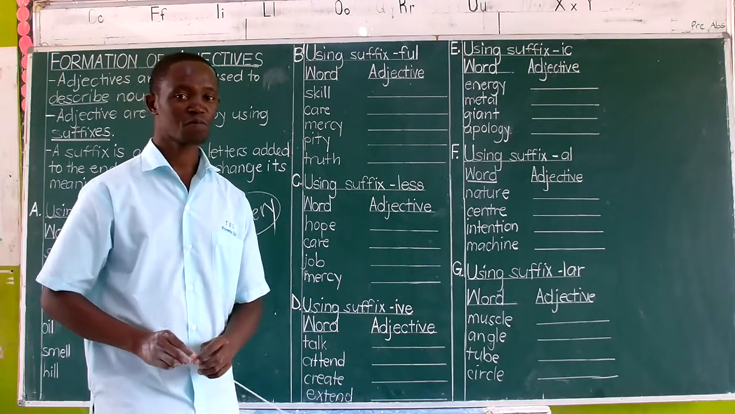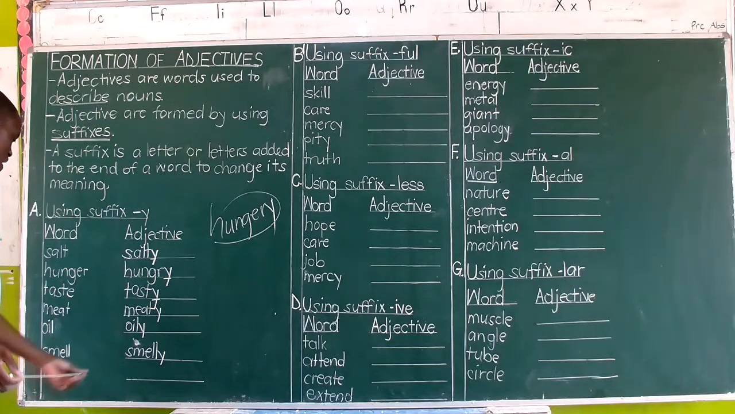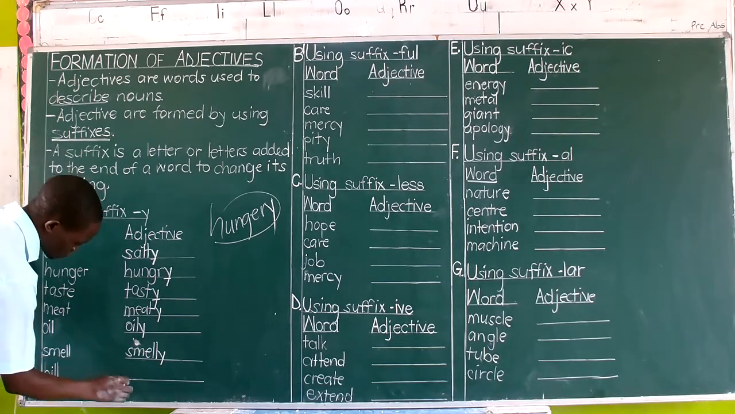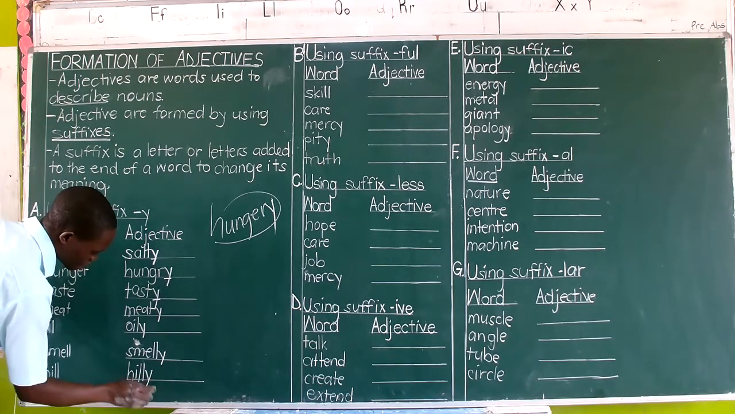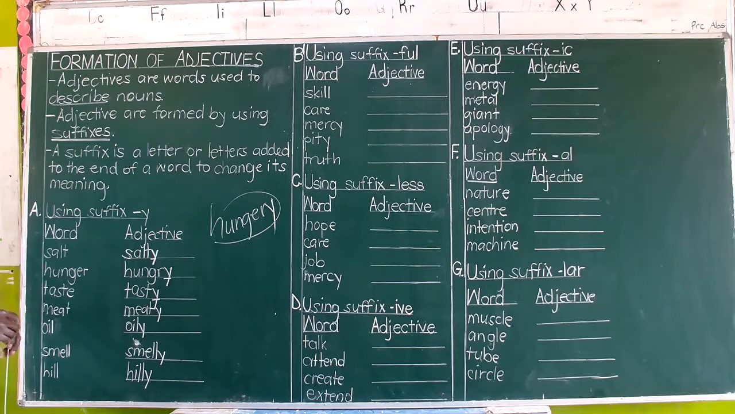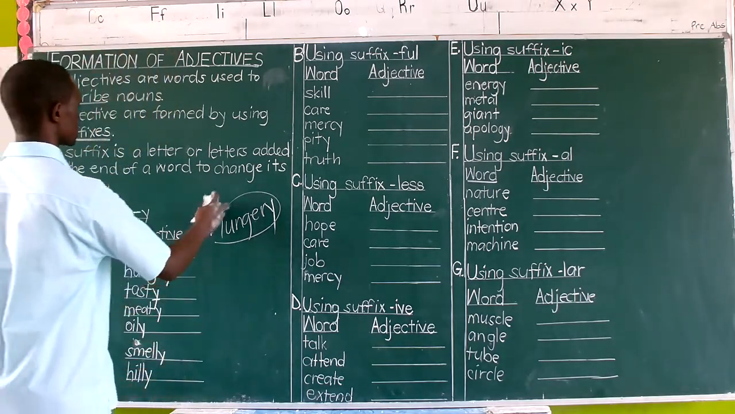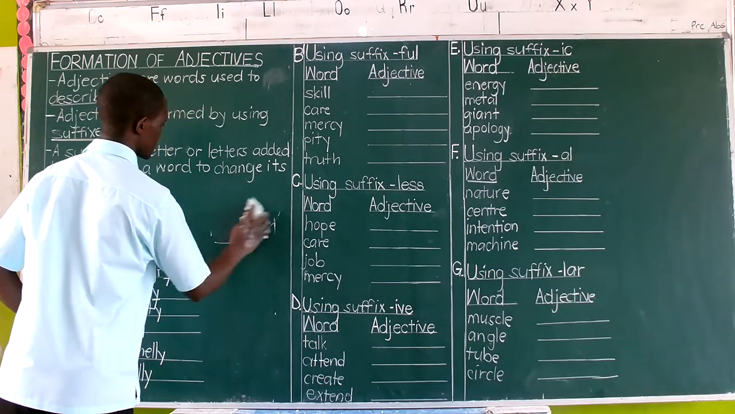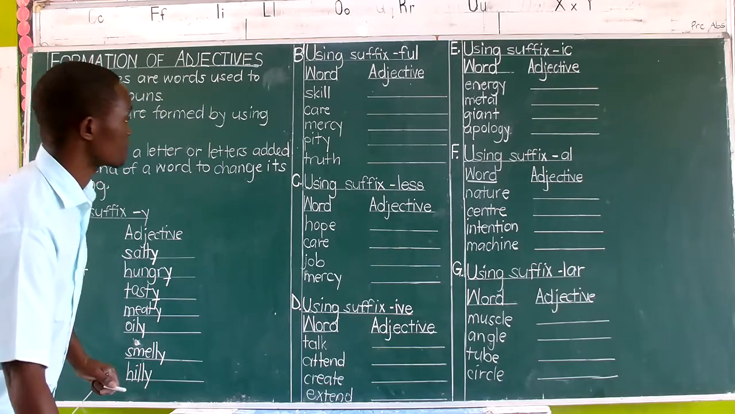Socks. People have smelly socks. Yes, socks that smell, they are smelly socks. So we describe those socks as smelly. From here, we form our adjective as hilly. A hilly area is full of hills. I'm saying a hilly place is full of hills. That is about formation of adjectives using suffix Y.